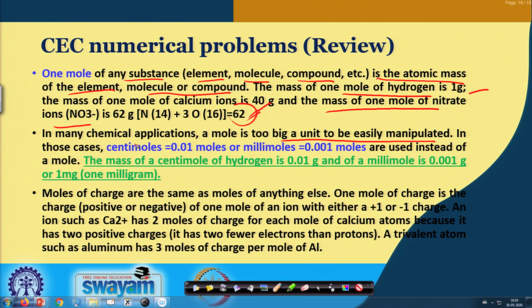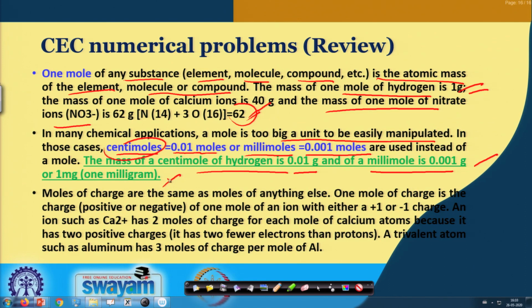So, in many chemical applications a mole is too big a unit to be easily manipulated. So, in those cases we generally use the unit called centimoles, that is 1/100th of a mole, that is 0.01 moles, or sometimes we use millimoles also, that is 0.001 moles. So, in case of CEC based chemical equations and applications also, that is why we use centimoles instead of moles. So, the mass of a centimole of hydrogen is 0.01 gram, because we know that 1 mole is 1 gram. So, obviously, 1 centimole of hydrogen will weigh around 0.01 gram and 1 millimole is 0.001 gram or 1 milligram.